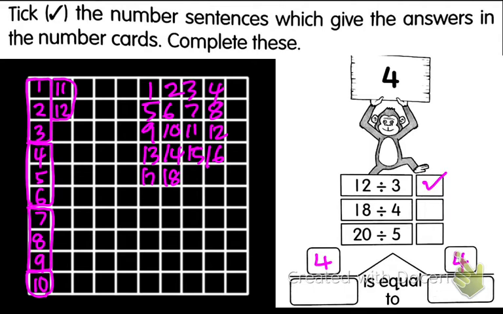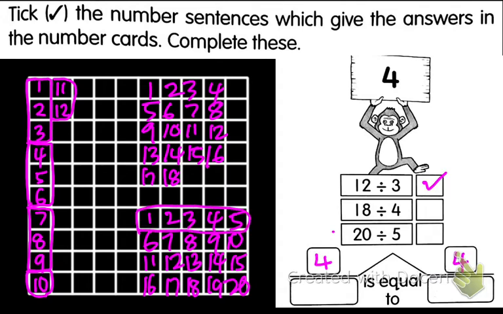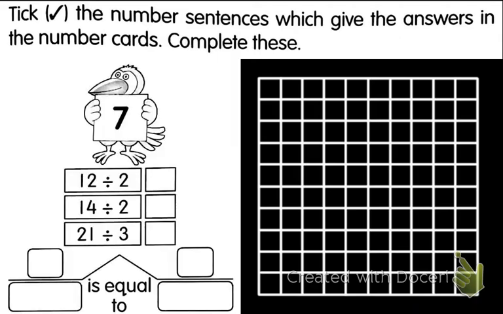Okay, look at 20 divided by 5. 1, 2, 3, 4, 5, 6, 7, 8, 9, 10, 11, 12, 13, 14, 15, 16, 17, 18, 19, 20. Yes, it is equally distributed. One group, two groups, three groups, four groups. So, 12 divided by 3 is equal to 20 divided by 5. Okay, look at the next question.